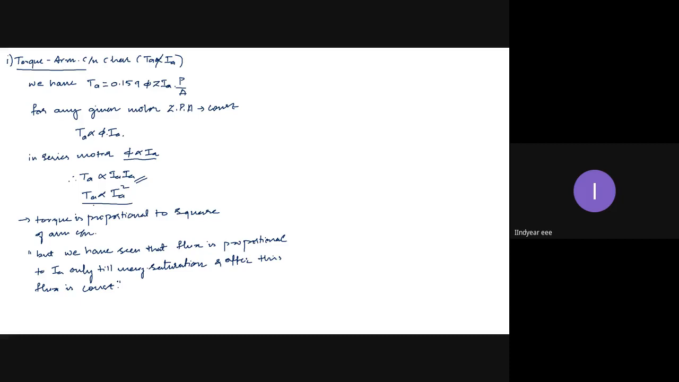So what is the resultant here? We can conclude that the armature torque is proportional to square of armature current till magnetic saturation. After magnetic saturation, it is proportional to only armature current, which is a linear relationship.